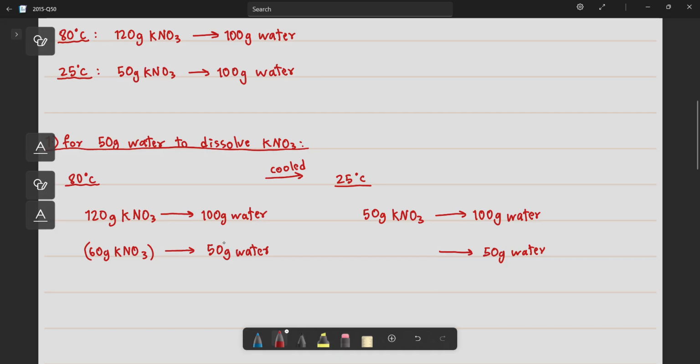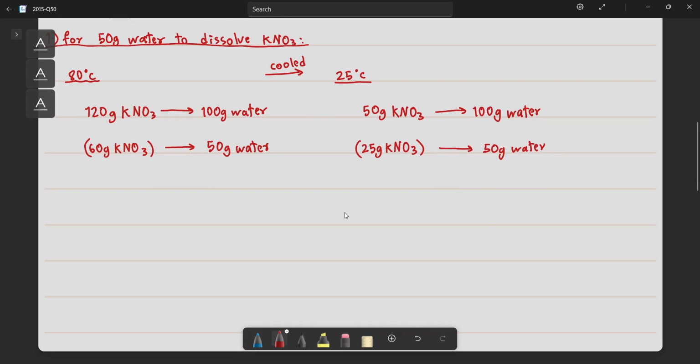As I've mentioned about the cross multiplication, the same thing will happen over here. Just 50 gram of water divided by 100 gram of water multiplied by 50 gram of potassium nitrate. That will give me 25 gram of potassium nitrate. So this gives me 25 gram of potassium nitrate able to dissolve in 50 gram of water at this temperature. And now moving on forward.